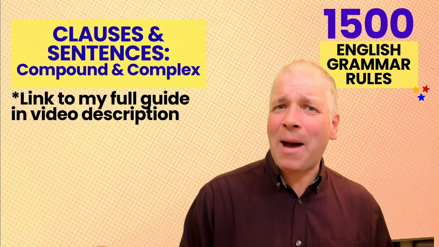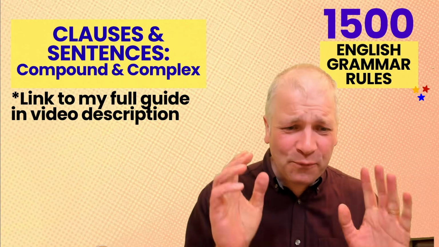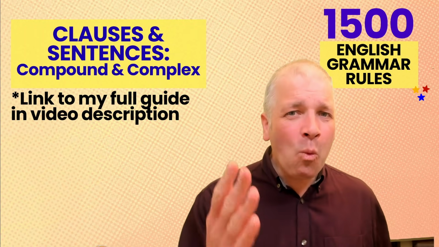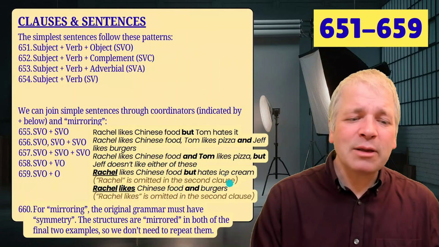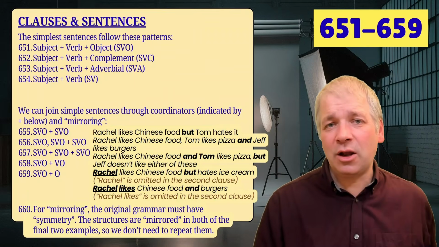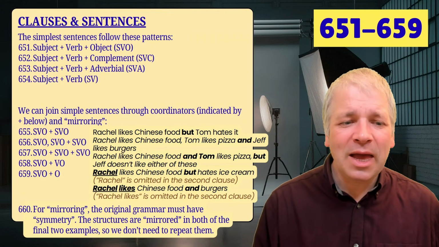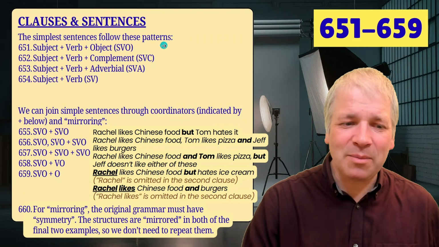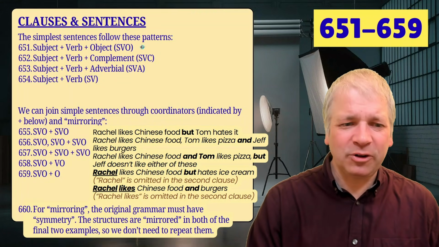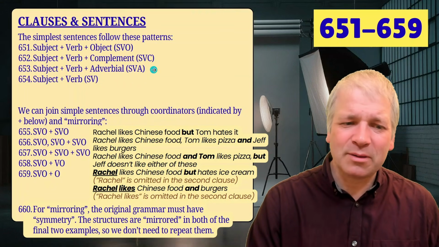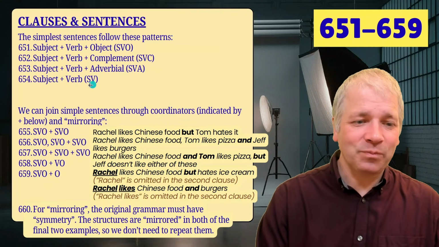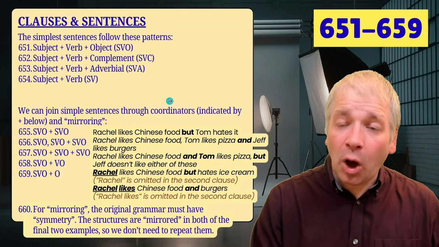Now we're going to learn about clauses and sentences, focusing more on the compound and complex sentences. What are they? Watch to find out. And now let's move on to clauses and sentences. Now we've looked at this in an earlier part of the video. Here are some extra things to bear in mind. The simplest sentences follow these patterns: subject, verb, object; subject, verb, complement; subject, verb, adverbial; or sometimes just subject, verb. I ran.